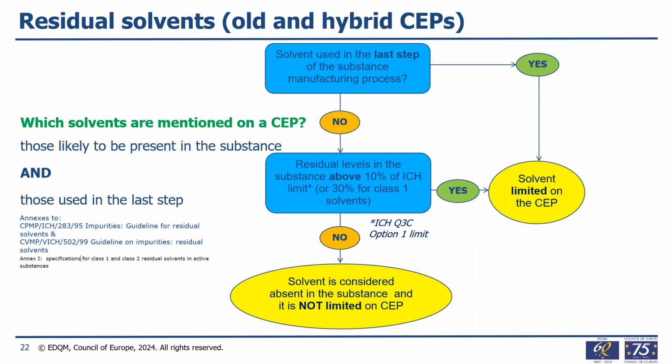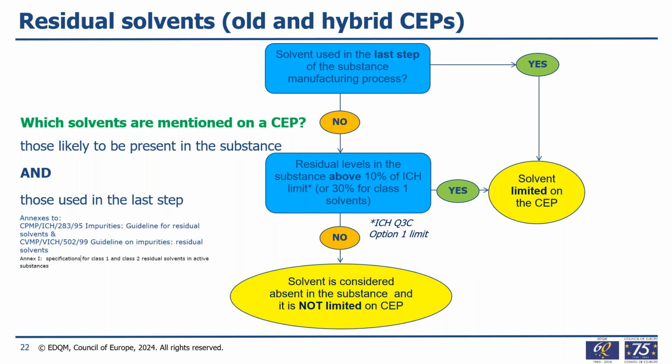And if a solvent is detected at levels above 10% of the ICH option 1 limit, or above 30% for class 1 solvents, in line with the Note for Guidance for residual solvents, the control should be implemented and the control will be stated on the CEP.